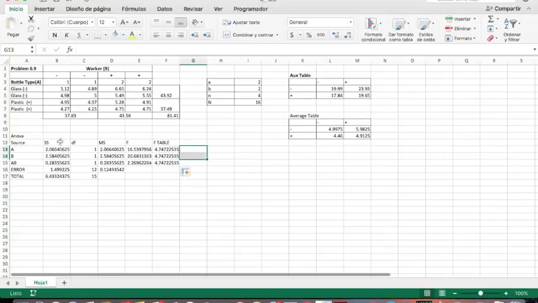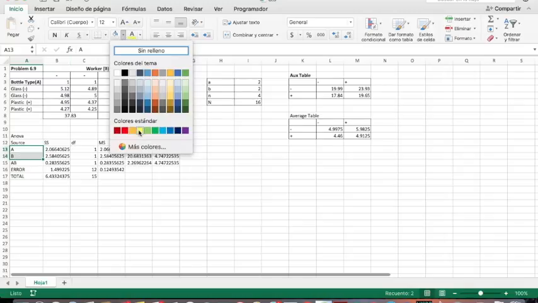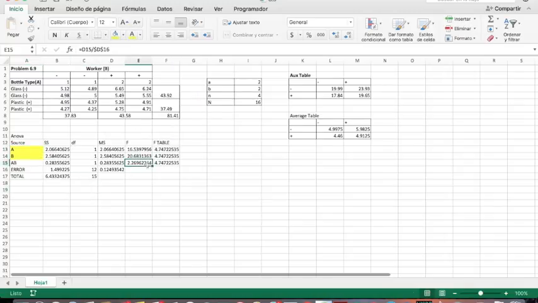So as we can see, these two factors are significant. AB is not significant since it's not bigger than the F table. So we conclude from ANOVA that A and B are significant and AB isn't. So we're going to do the residuals now.